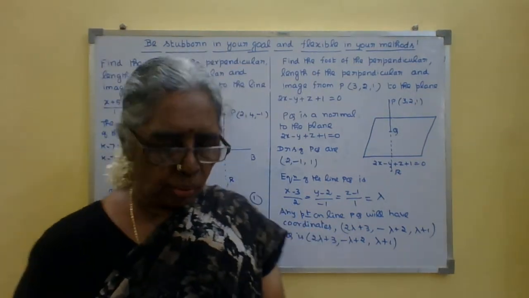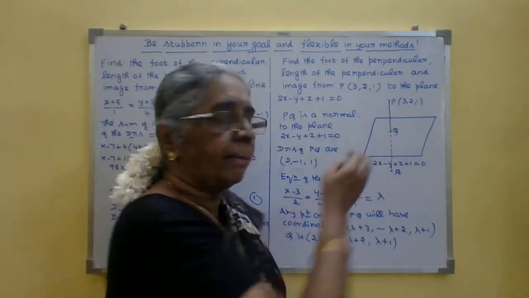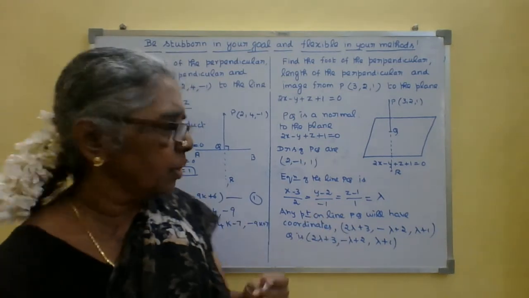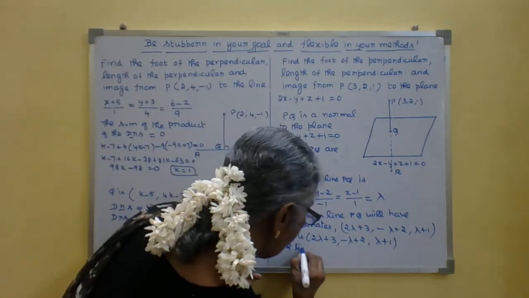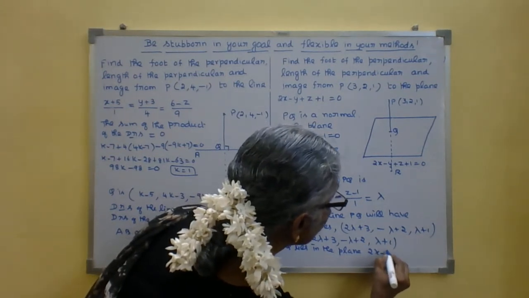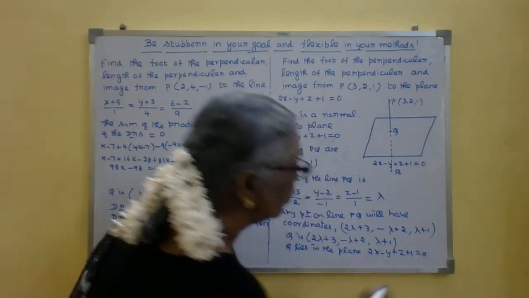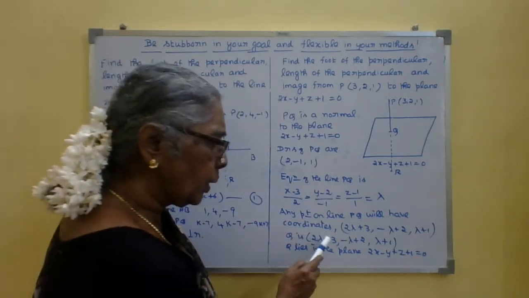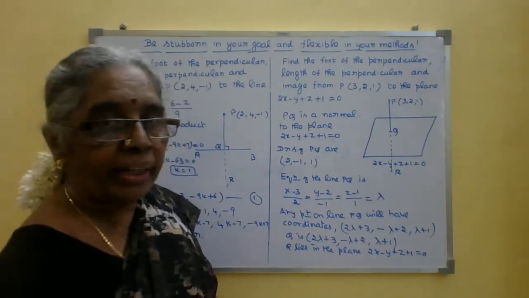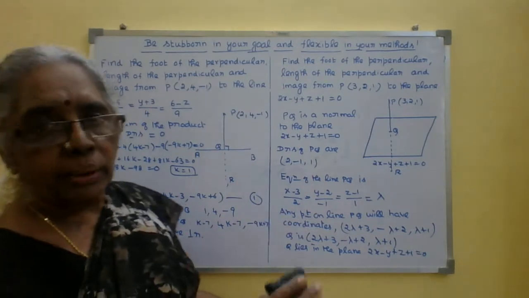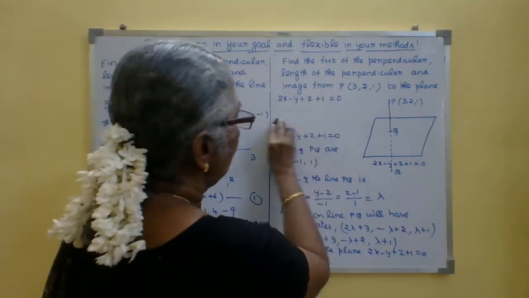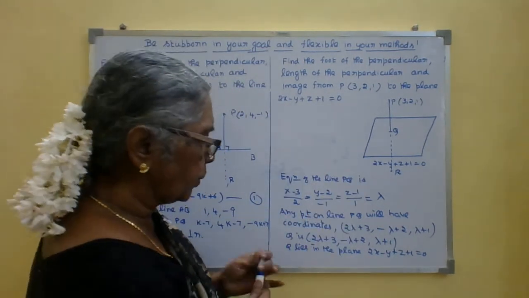Now, I am going to use the concept. Now, the Q, that point, that is the foot of the perpendicular, lies in the plane. That is the concept we are going to use. Now, Q lies in the plane 2x minus y plus z plus 1 is equal to 0. So, now you are going to substitute these coordinates in the place of x, y, z to get the value of k. So, that is the difference between these two. Okay. What concept you are using there and what concept you are using here, you should be clear.